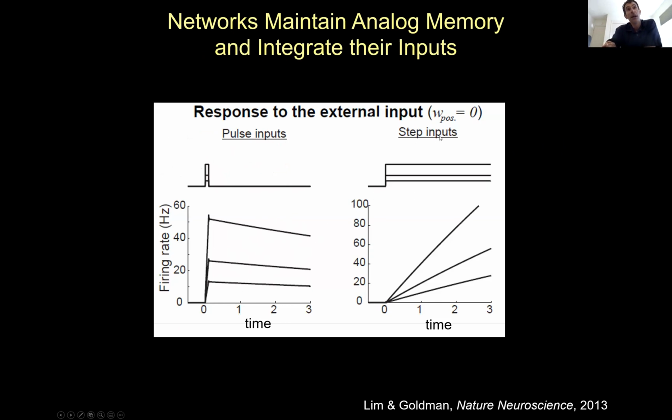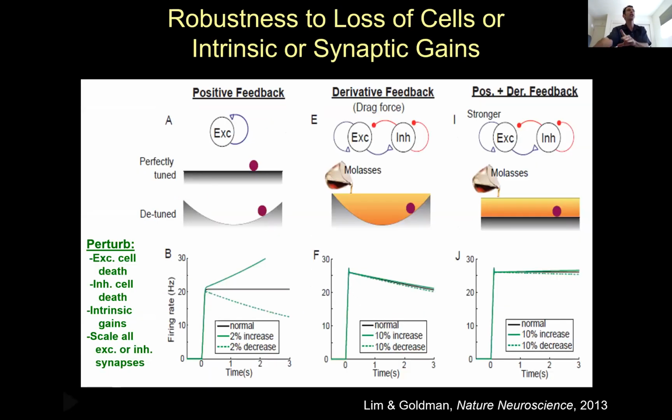In response to steps, this shows that it really is a mathematical integrator. In response to 3 different levels of step inputs, you can see 3 different slopes of accumulation, of ramping activity. So it really is an analog memory network which can temporally integrate its inputs. So are there interesting properties of this network that you don't get in the positive feedback networks? Indeed there are, and that's shown here.